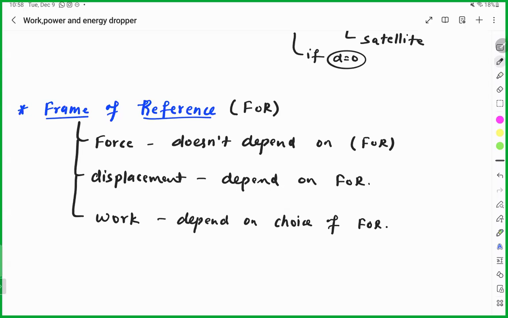Right? Yes or no, guys? Yes, sir. It is related to the lift. So in that case, he is not moving. His bag is not moving. So work done will be zero.